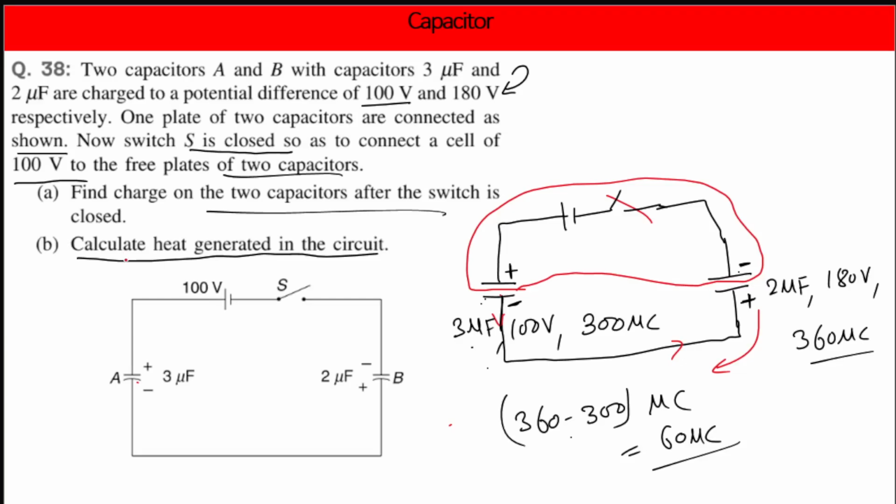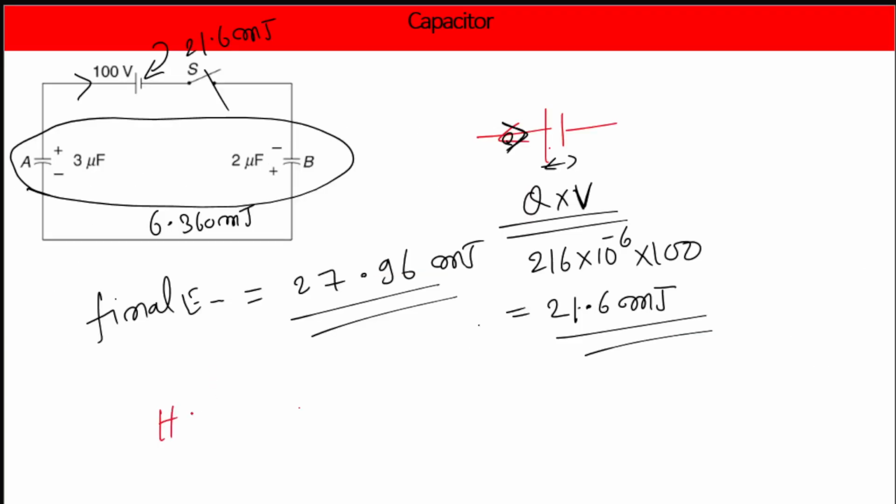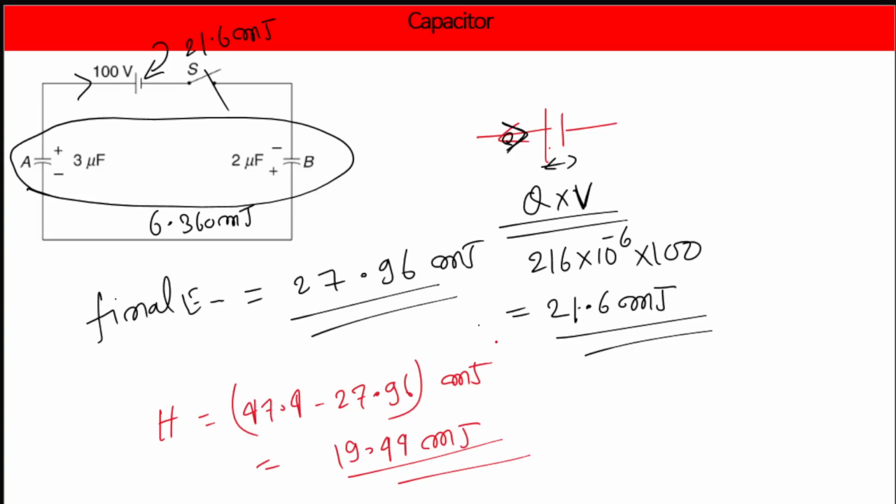I mean, what were we asked? We were asked the heat generated in the circuit. So that will be equal to the initial energy, that was 47.4, minus 27.96 millijoule. And this is going to be 19.44 millijoule. So this is going to be your answer.